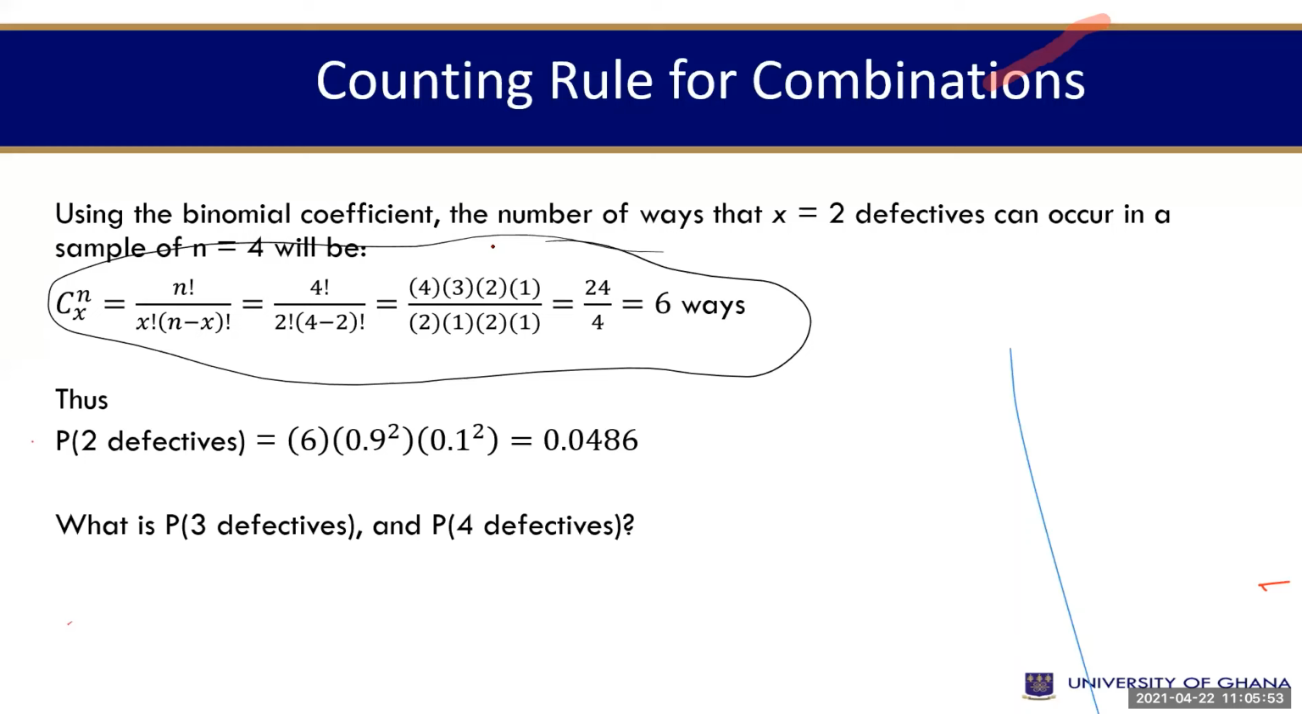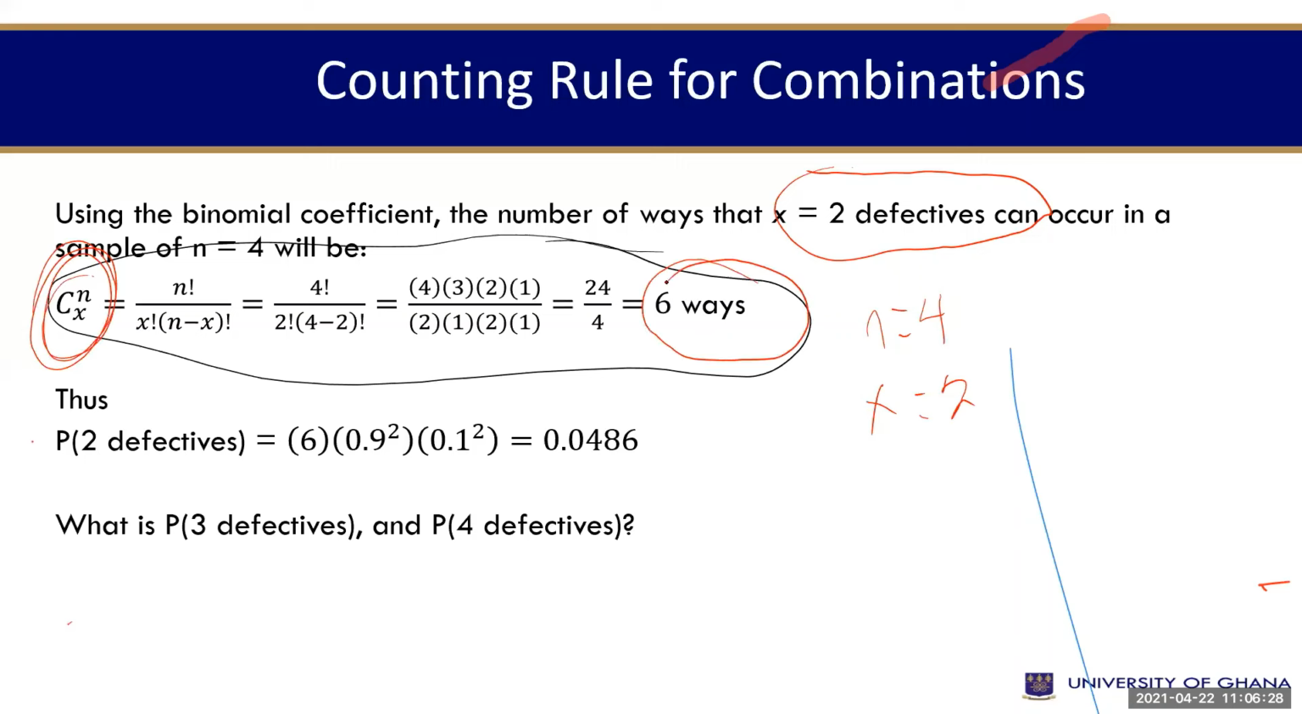So for example, if you are using the binomial coefficient, the number of ways that two defectives can occur in a sample of four will be what? Two defective, as with the example we're given, in a number of four, means that N is now defined as our four, X is defined as our two. Then we can use the binomial coefficient to give us the number of ways. The table I show, in summary, is what can happen.